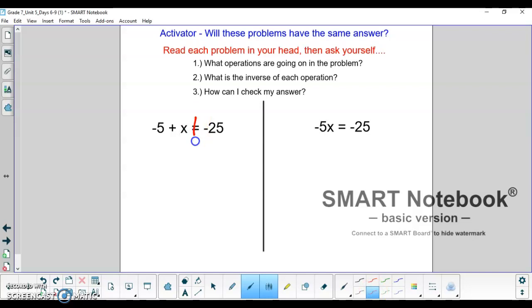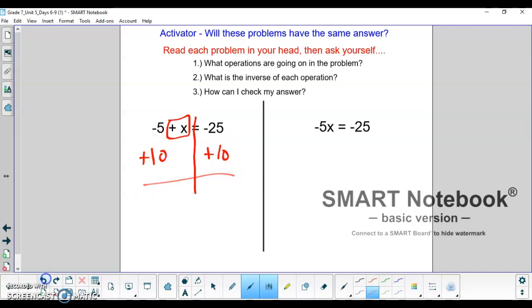So this first one on the left, we would read this as negative 5 plus x is equal to negative 25. Well, again, yesterday we talked about breaking it into two sides, the left side and the right side through the equal sign, and locating our variable. What's being done by that variable? Well, it's being combined with a negative 5. And yesterday we talked about the opposite of minus or negative being adding. So this problem, we're going to add 10.